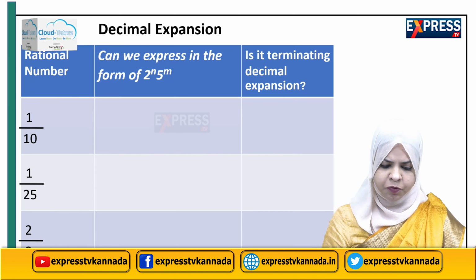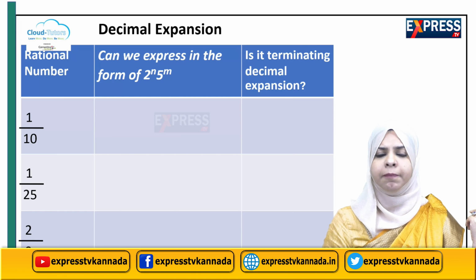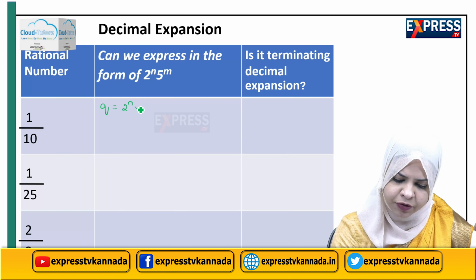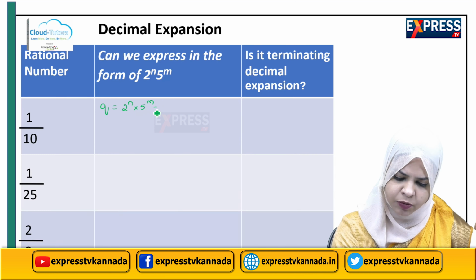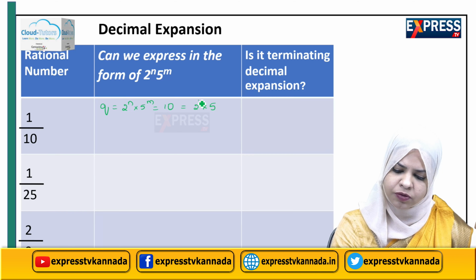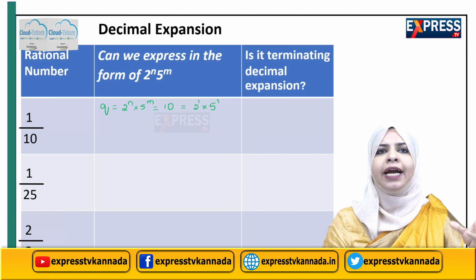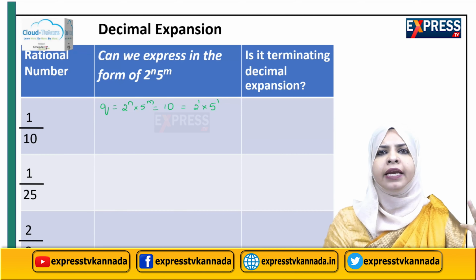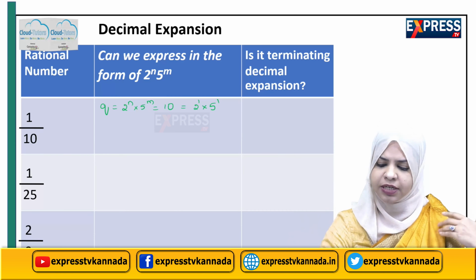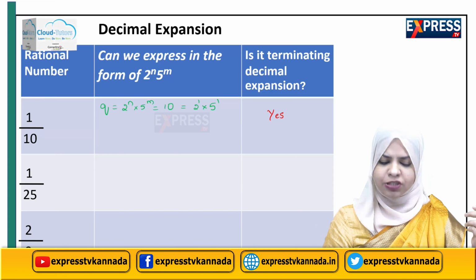So I have 1 by 10. Can we express this in the form of 2 power n into 5 power m? Let's see. Q is equal to 2 power n into 5 power m, which is equal to 10. Here it is 2 into 5, so n is 1 and m is 1. So I was able to express that in the form of 2 power n into 5 power m. So is it a terminating decimal expansion? Definitely yes. Correct? Got it?